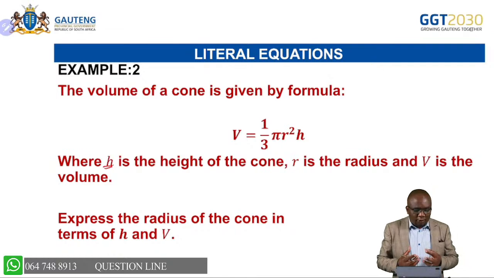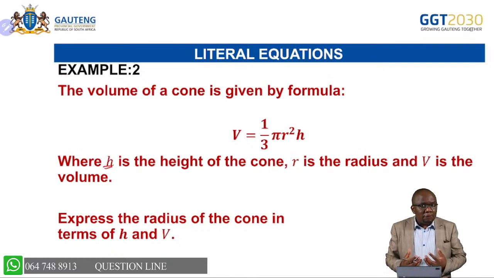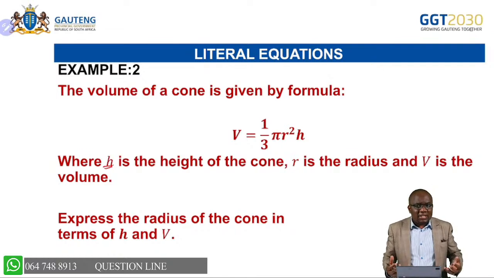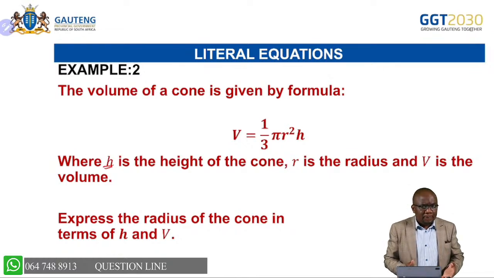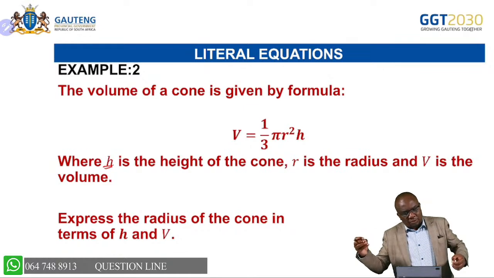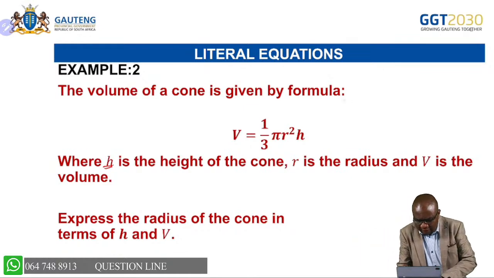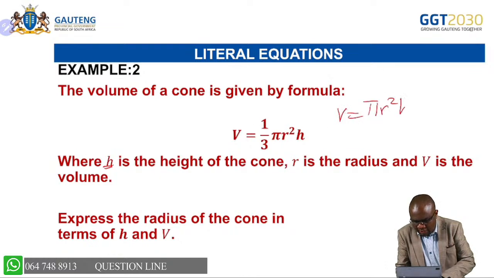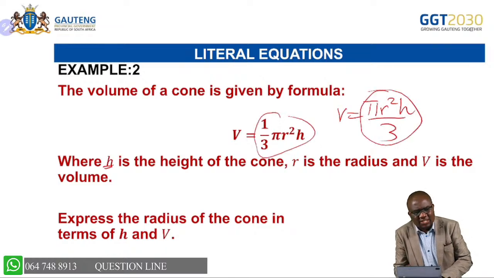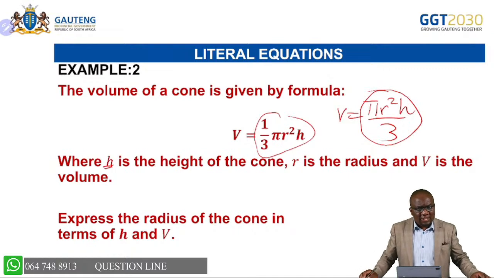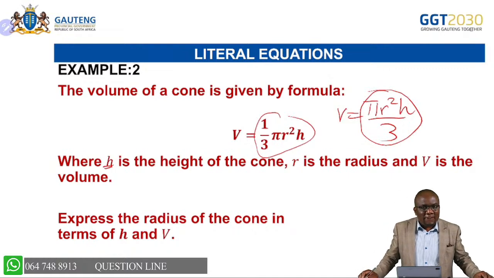We are solving for r, the radius, but we're not going to get a number. The answer is going to be in terms of h and v. It's going to be r is equal to. Let me give you a guideline here. V is also equal to pi r squared h over 3. I want you to try the first step. Let's do the first step together.